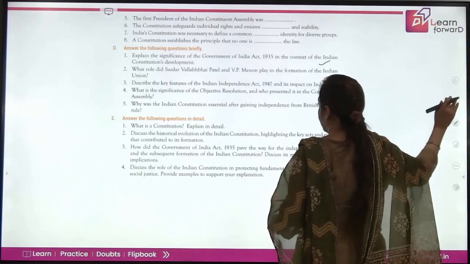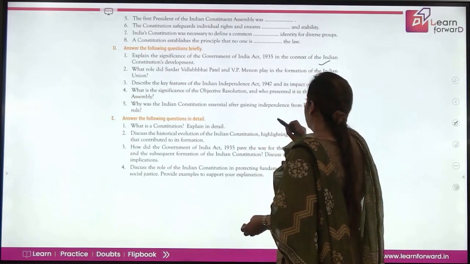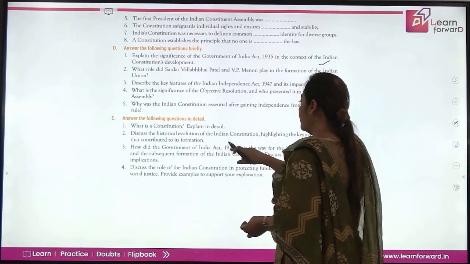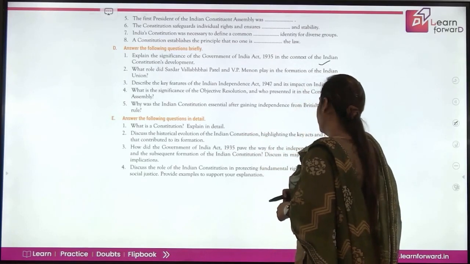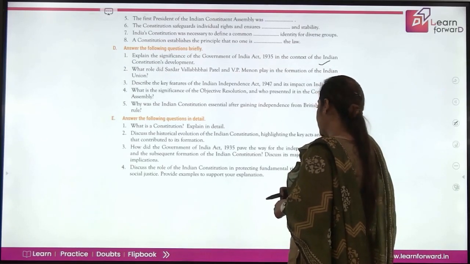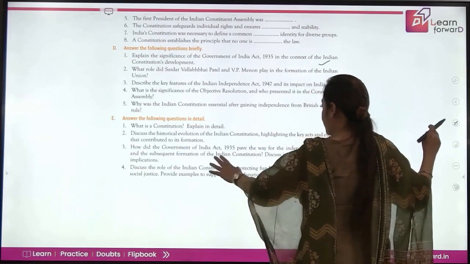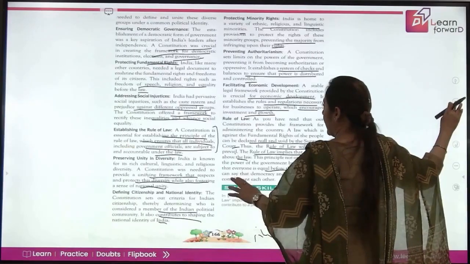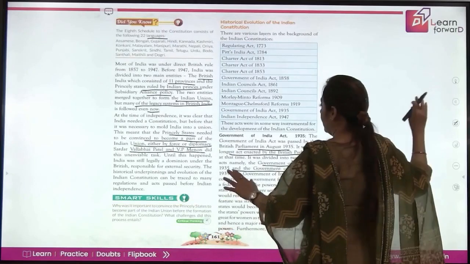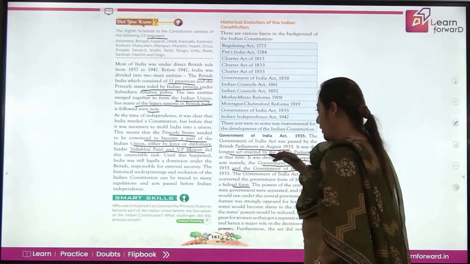Now let's come to the next question. How did the Government of India Act 1935 pave the way for the independence of India and the subsequent formation of the Indian Constitution? Discuss its major provisions and implications. Now, the Government of India Act of 1935 was the longest act, and it was a major act which paved the way for Indian independence.